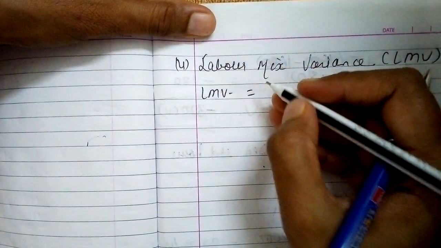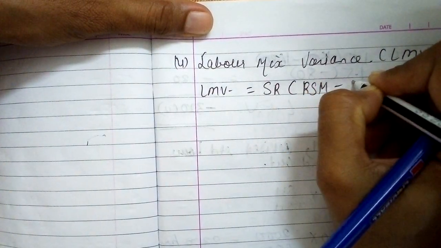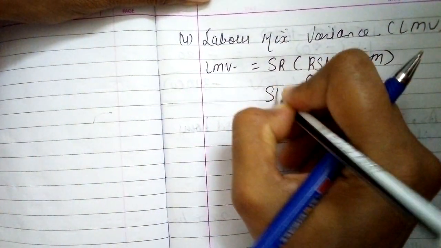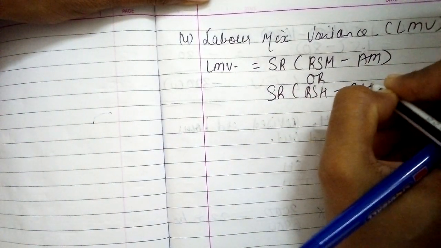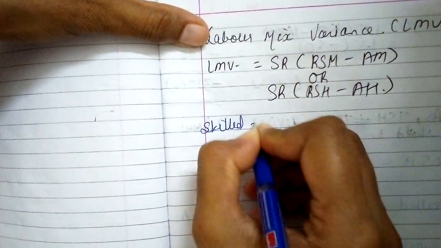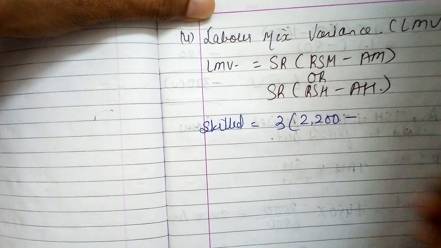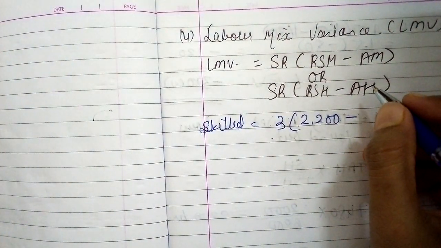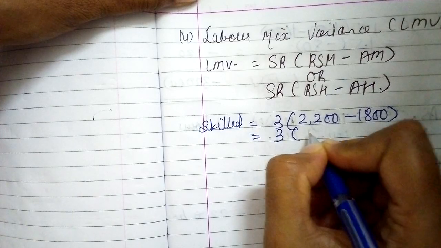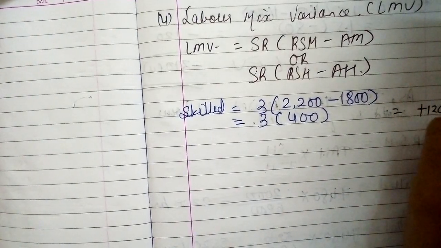So the formula of mix variance is standard rate into bracket revised standard mix minus actual mix, right? Mix or hours, you can write any of them. Okay, so revised standard hours minus actual hours, both of them can be used. So now for skilled workers, standard rate was 3, revised standard hours that we have recently calculated, that is 2200, and actual hours or actual mix, which is already given in the example, that is 1800. Alright, so 3 into bracket 400. So answer is positive 1200.